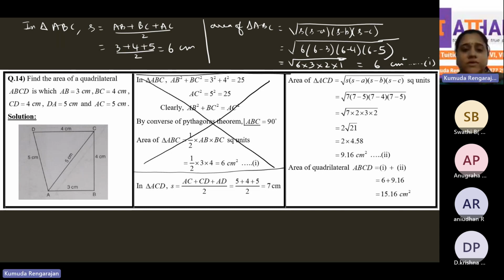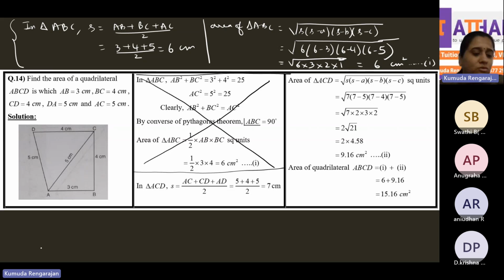So I told you, here I've computed the area of triangle ABC in a different way. I worked this for you. Have you written this? In triangle ABC, semi-perimeter, and then area here. Why? Because here 6 into 3 into 2 into 1. 3 into 2 is 6, right? 6 into 1 is 6. So then 2 6s, 1 6 comes out. Then we find the area of triangle ACD, and we add both to find the area of the quadrilateral ABCD.